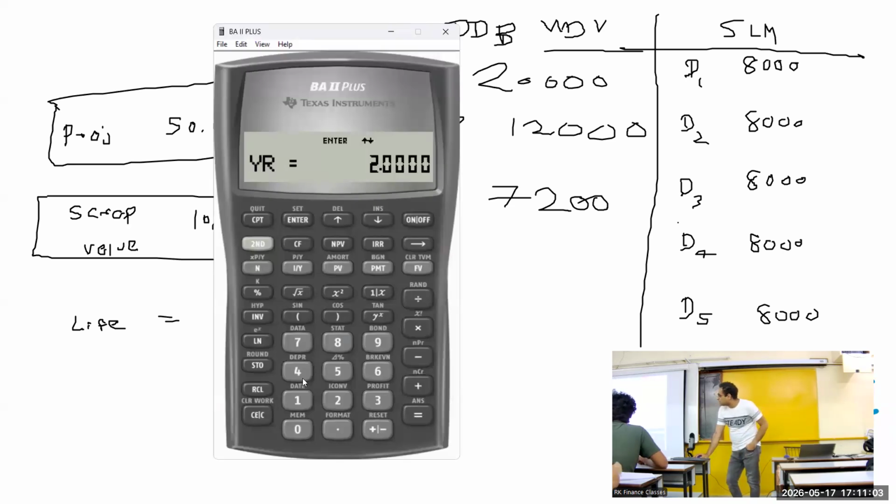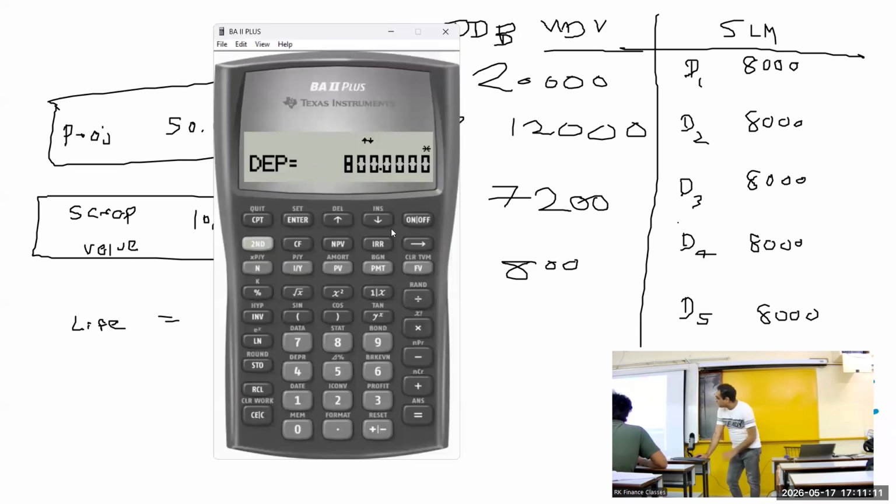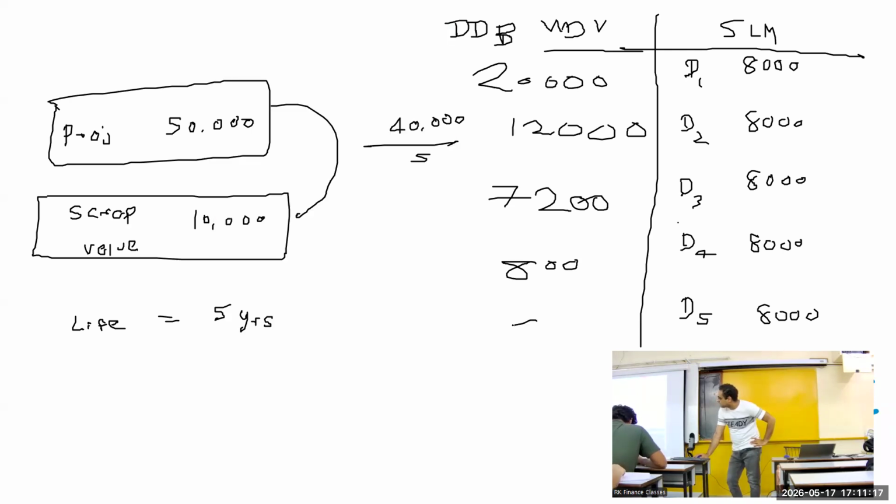Scroll up. Year 4, enter. Scroll down. Depreciation 800. And finally scroll up. Year is 5, enter. Scroll down. Depreciation is 0.